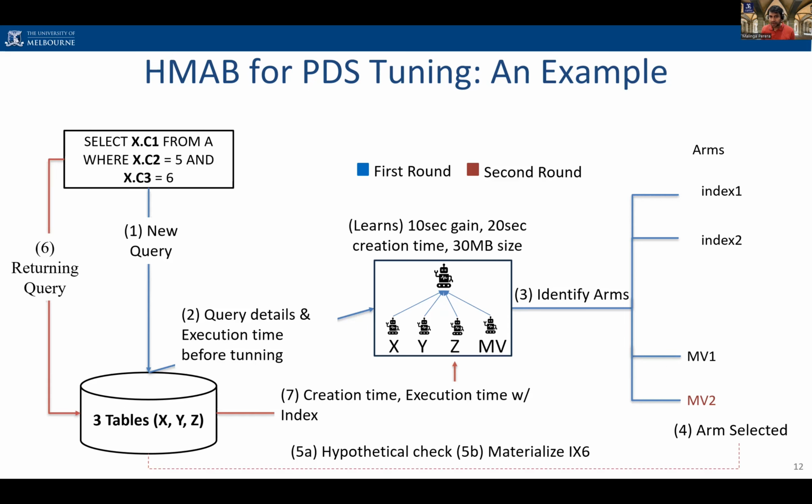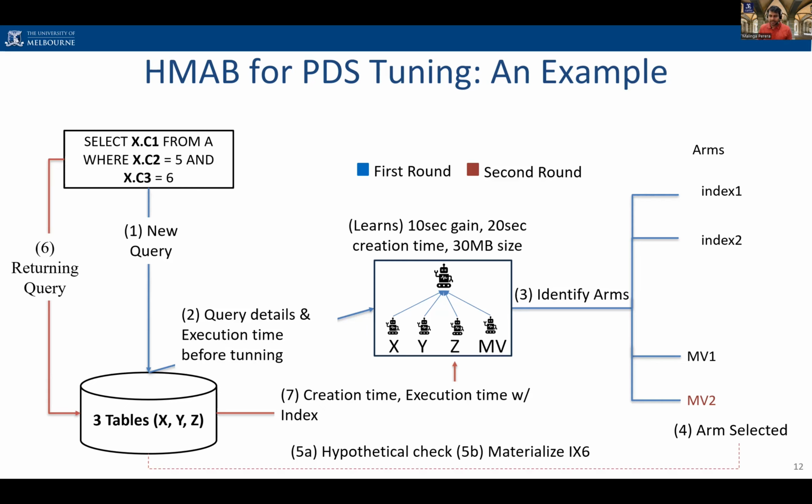In this example, the L1 bandit relevant to table X recommends index 1 and index 2, and the MV bandit recommends MV1 and MV2. These recommendations become the arms for the level 2 bandit. Based on the current knowledge and experience, the L2 bandit picks 1 or more arms for materialization. For the sake of simplicity, let's assume the bandit picks 1 arm based on the memory budget. Here the MV2 arm is materialized after the hypothetical check.